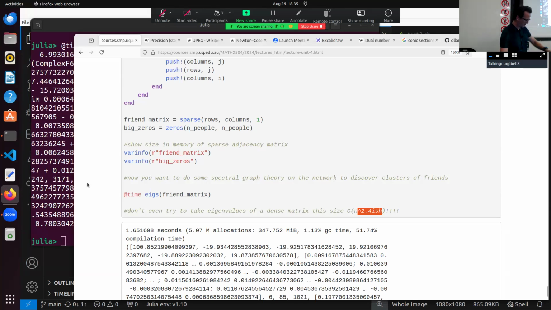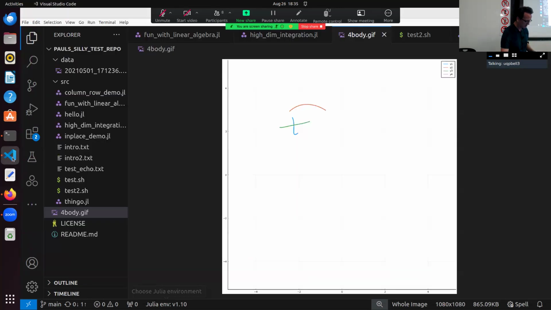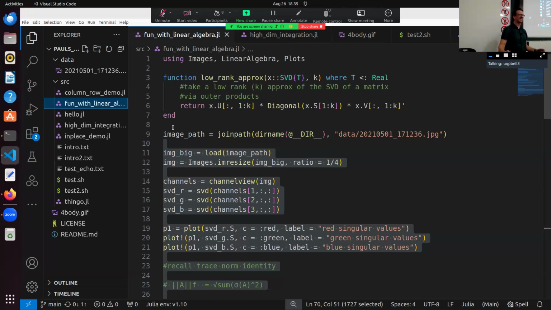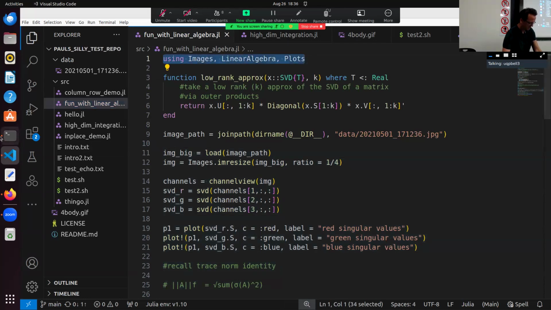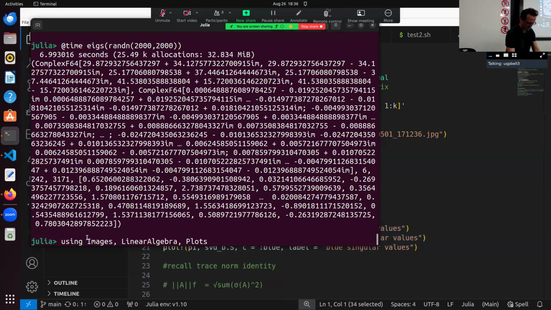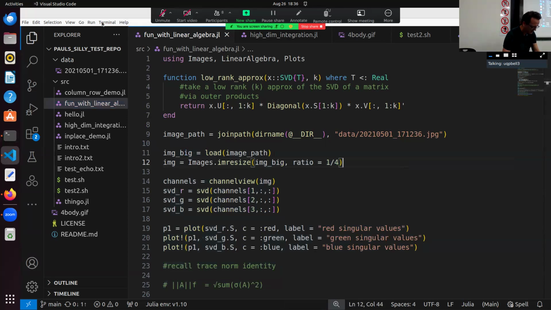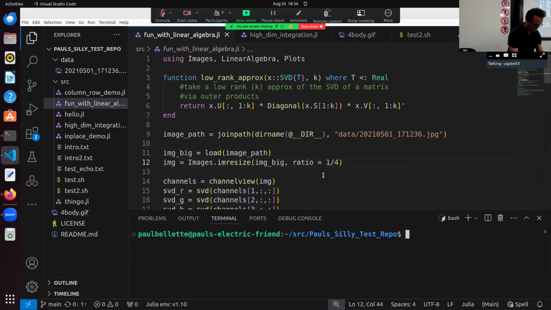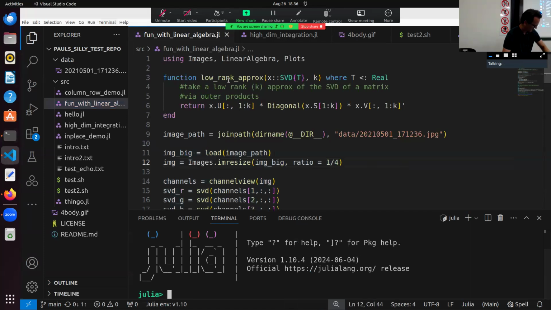Now, I guess I've got a little bit more time, so I will. It's called fun with linear algebra. I don't know, that's like a big claim, right? Might not be fun. Let's do something totally weird with linear algebra. I'm going to use it to compress an image. That's the point of this demo. I'll start a session here, actually. We'll just do it in here. Terminal, new terminal. Julia. Okay.